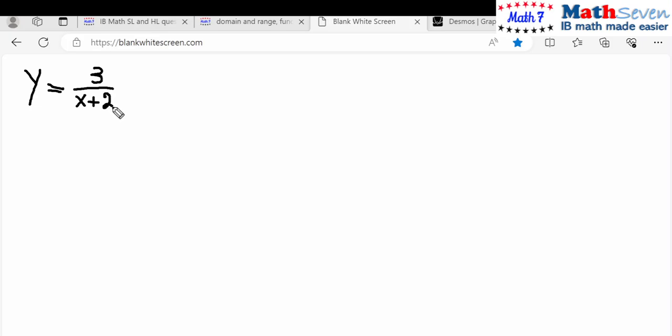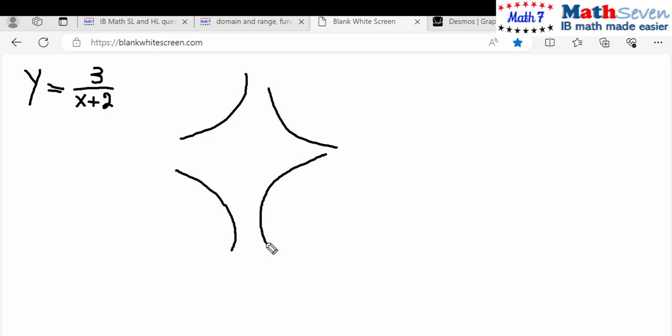So here, as you can see, it is a rational function because it is a over b. And the graph of a rational function, as we did in the previous video, has a shape like this and like this, or like this and like this. It depends on the sign, okay?